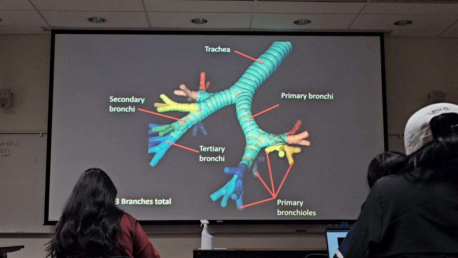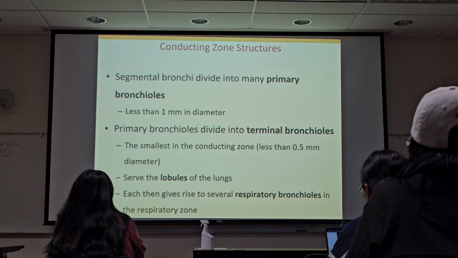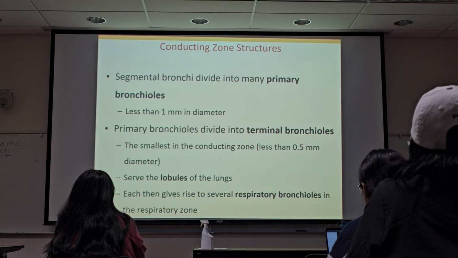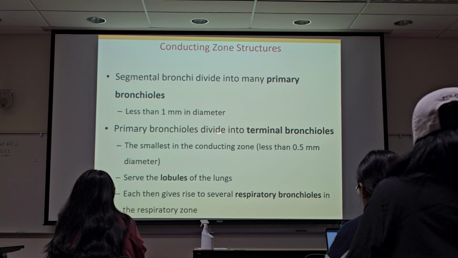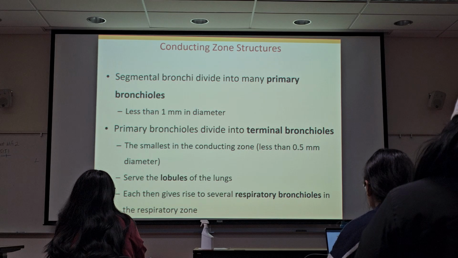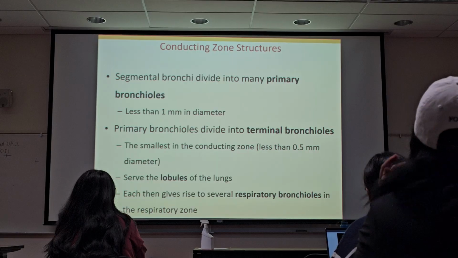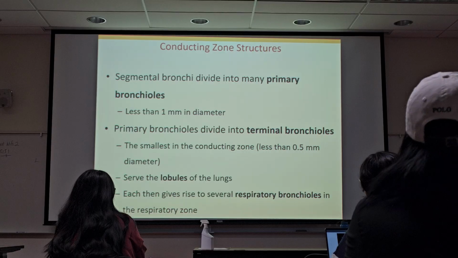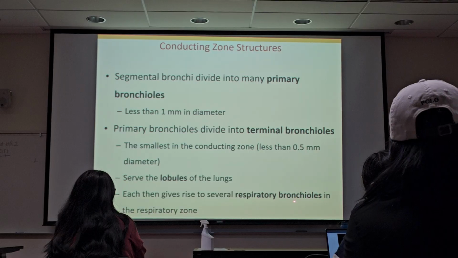Those segmental bronchi are going to divide and divide and divide until we finally get into our primary bronchioles. And then those primary bronchioles are going to divide into terminal bronchioles. And then finally, we are at the end of the conducting zone. Once we get to these terminal bronchioles, we're done with the conducting zone, and air gets delivered into the respiratory zone. Okay, we get delivered into the respiratory zone.